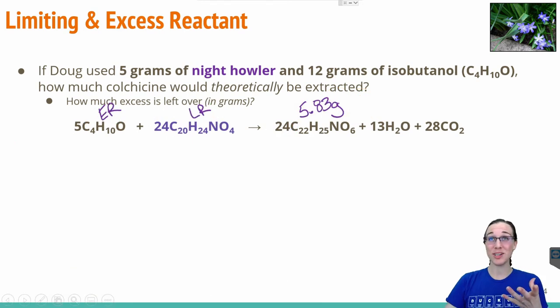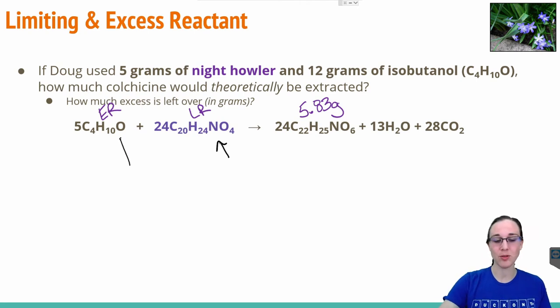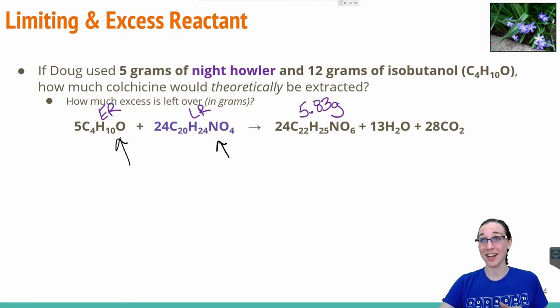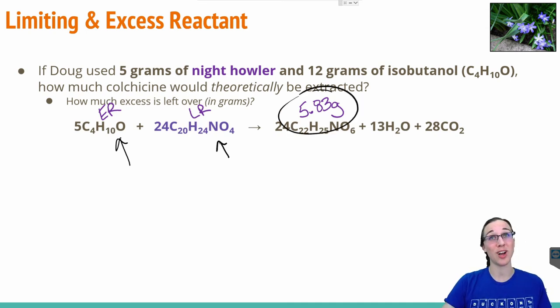The next part of this question is asking us for how much excess is left over in grams. Well, we do know which one is the limiting reactant now, our LR, and by process of elimination, we can therefore say that the isobutanol is our ER, our excess reactant. We know that theoretically, according to our limiting reactant, the one that gets used up entirely in the chemical reaction, we can make a maximum of 5.83 grams of our neurotoxin. So now we need to figure out, well, how much of the isobutanol is left over that didn't react with the Nighthowler flower.